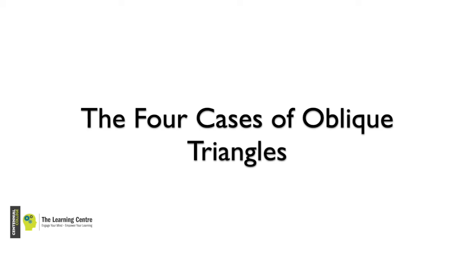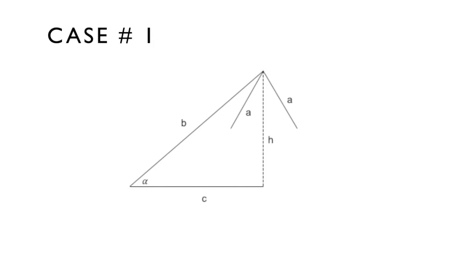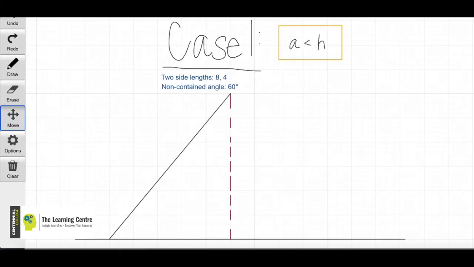Today we will be going over the 4 cases of oblique triangle. Case number 1, where our side A is less than the height. For these next 4 cases, we will be dealing with the same constant side length B of 8 and the same non-contained angle of 60 degrees.